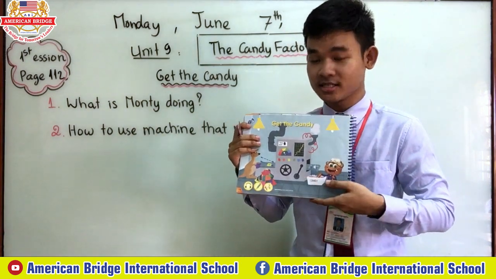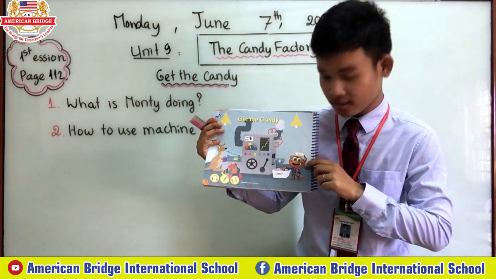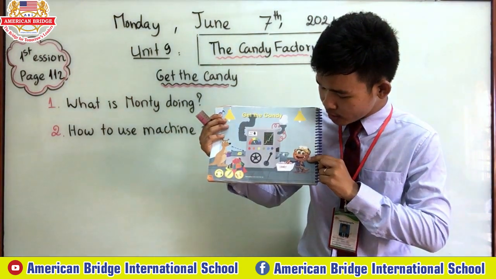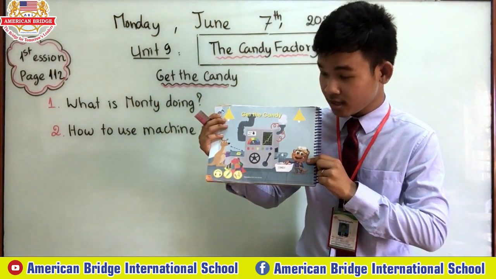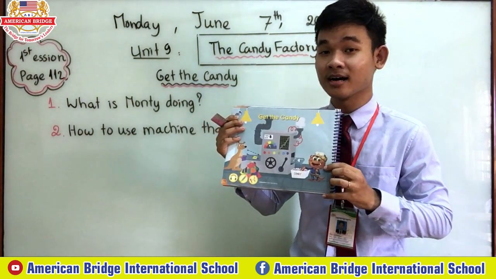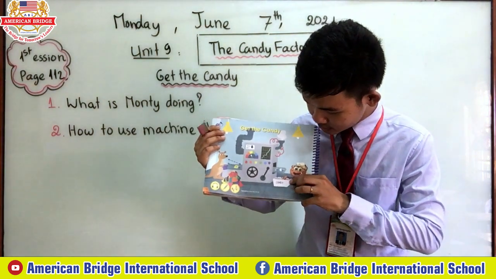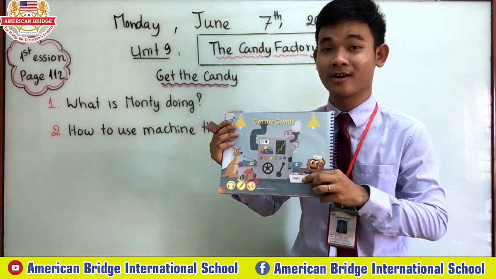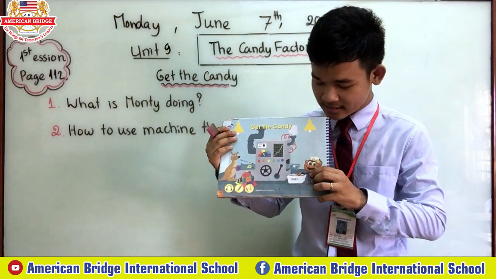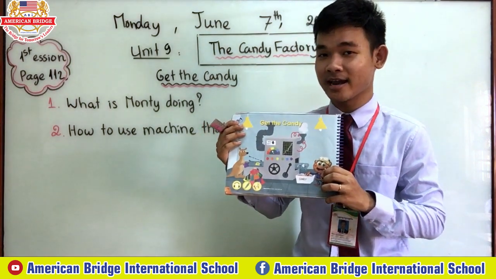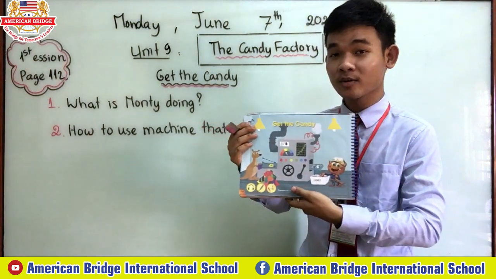The first question: what is Monty doing? Where is Monty? Here, right? So what is Monty doing? He gets the what, everyone? Look at the box over here. It's a candy. So he gets the candy. Correct.